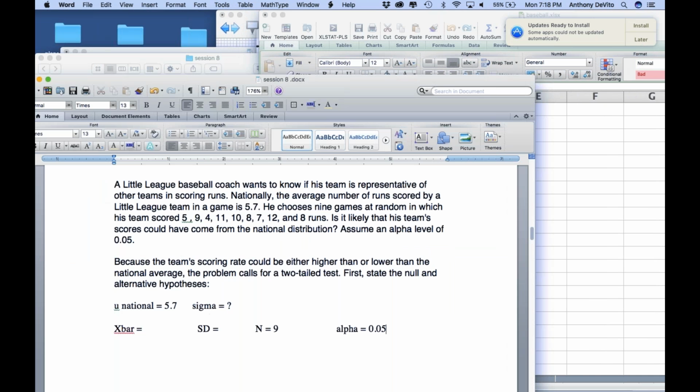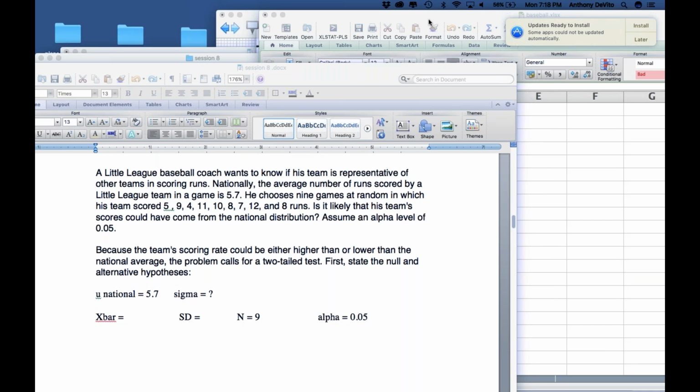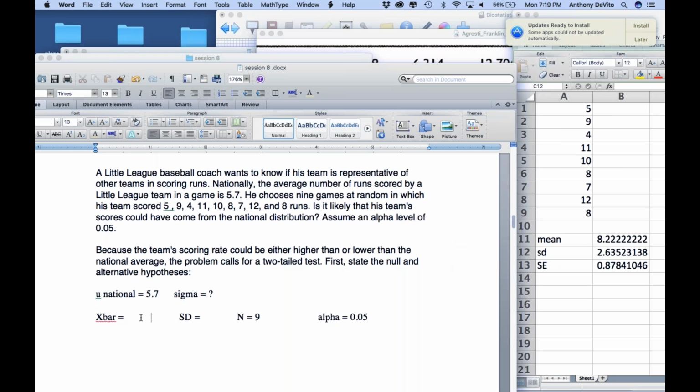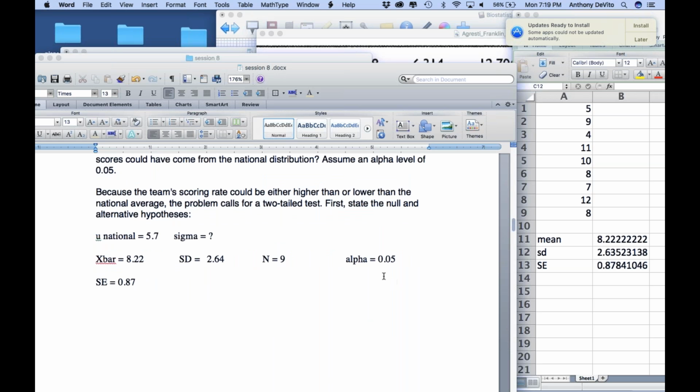Okay, so what did I do here? Let's work at the same time. My mean is 8.22. My standard deviation is 2.6364. My sample size is 9. And I just calculated my standard error while I was at it, and it was 0.87. Before we go any further, let's formulate our null and alternative hypothesis. You guys formulate your own null and alternative hypothesis.